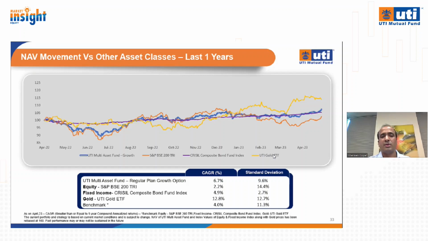That's why we have shown the performance of UTI Multi Asset Fund, because we have implemented this dynamic asset allocation across equity, gold, and fixed income in the last 1 year, and it has delivered a good outcome in the last 1 year.